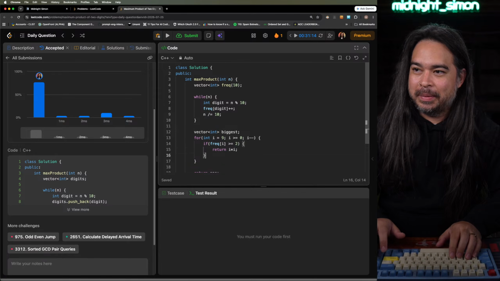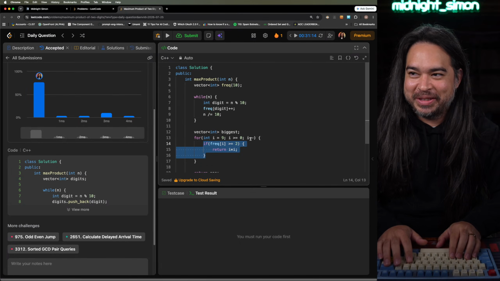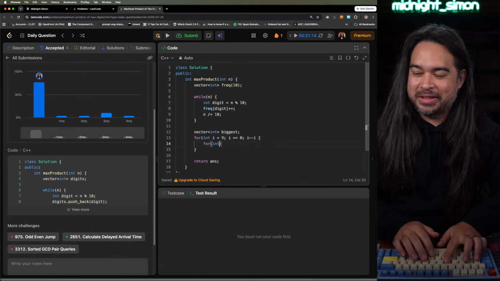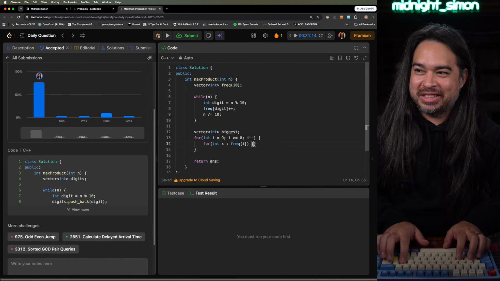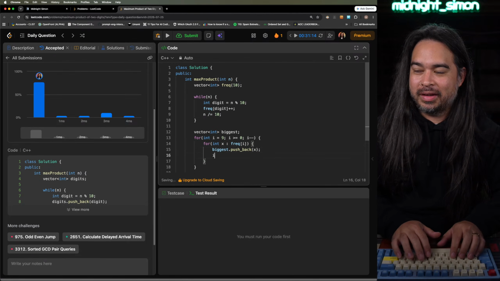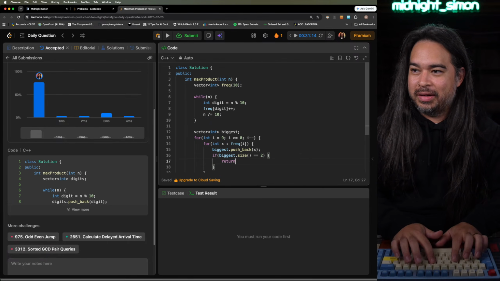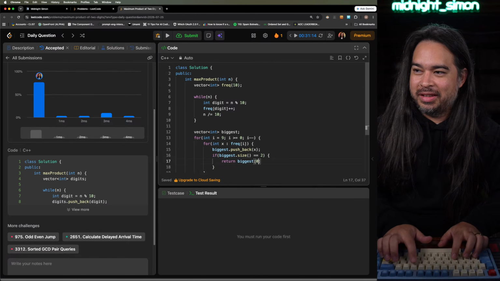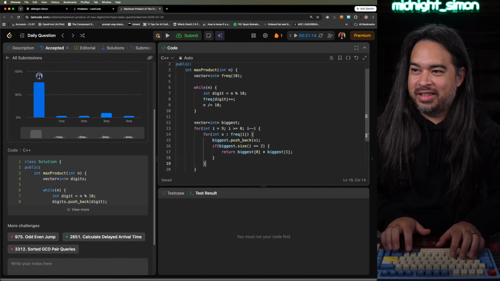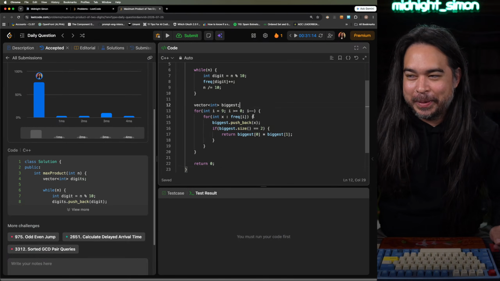Biggest. Maybe I'll erase this. Man, how are we gonna do this? I'm just gonna, I'm just gonna go like this. Alright, if, I don't like how this is coded, but I think it will work.